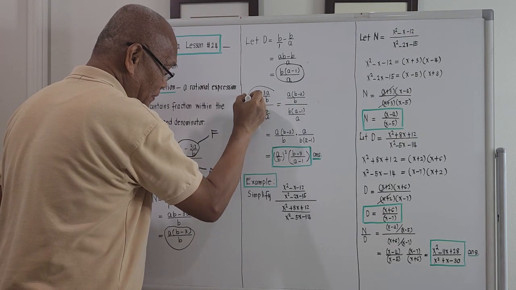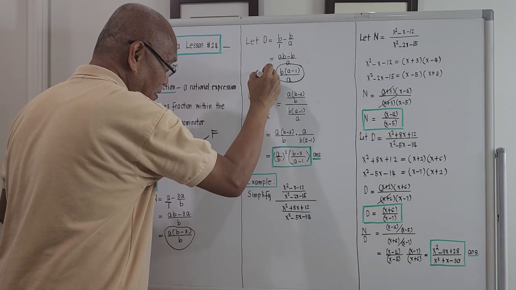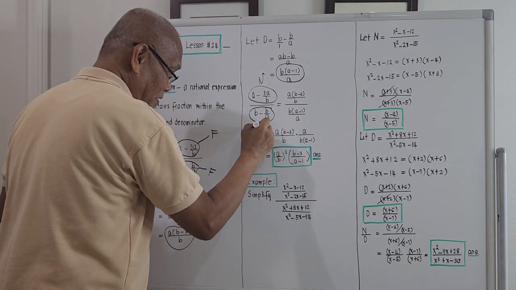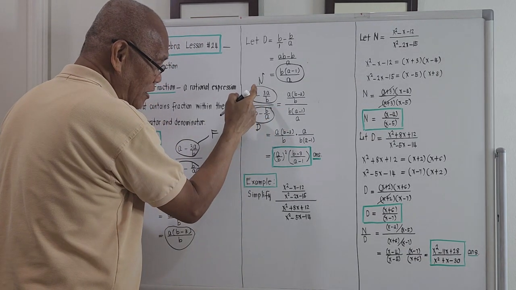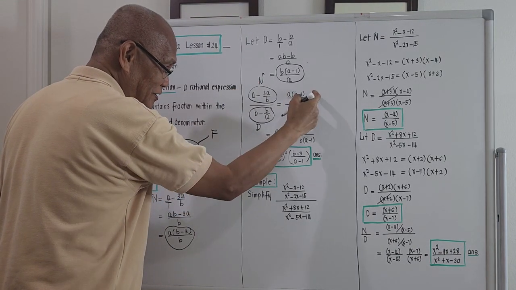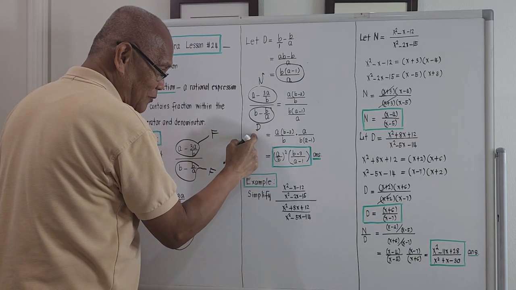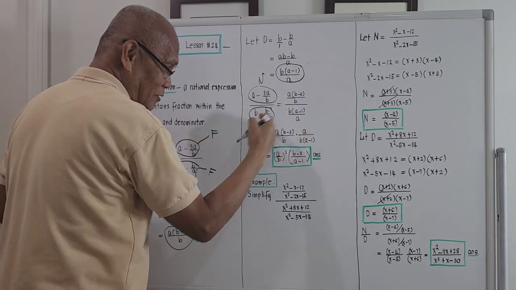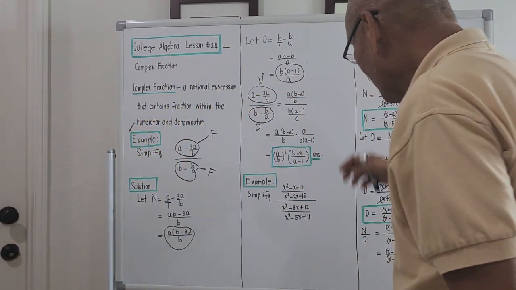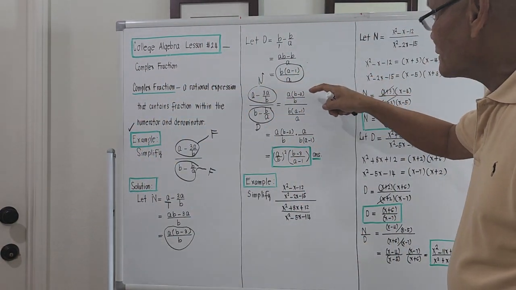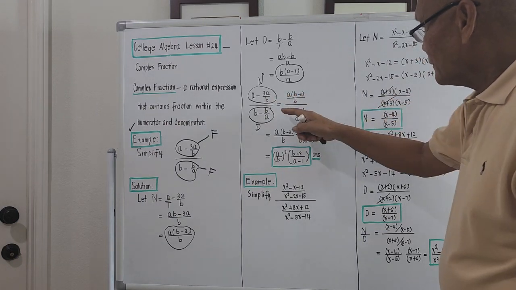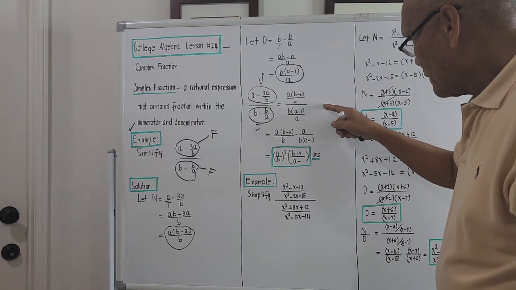But we represent this as N, and we represent this as D. Okay? And we now have computed for the simplified value of N, right? It is this. The simplified value of D is this. So it is just a matter of placing it, right? So this will now be the product A times the quantity B minus 3 all over B, all over B times the quantity A minus 1 over A.